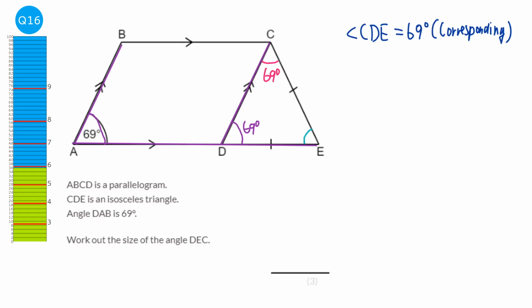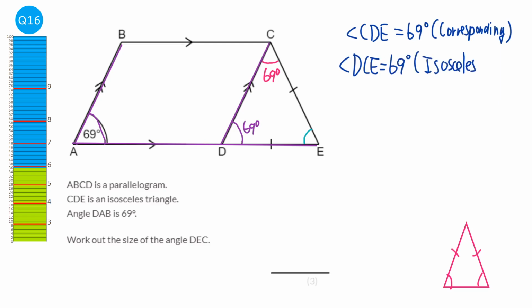Now, when I say that, I mean when an isosceles triangle is the right way up, the bottom two angles are equal. So they're the bottom two angles in an isosceles, although the isosceles is on its side here. And we need to write that down, so it would be angle DCE equals 69 degrees. And this time it's because it's an isosceles triangle.